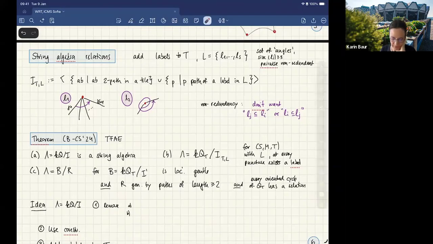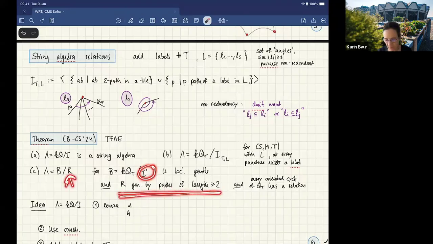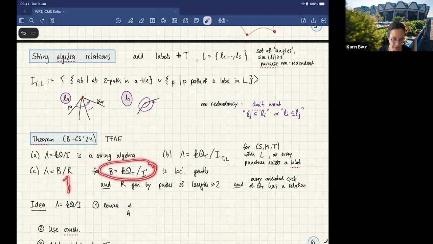Okay, well, that sounds a bit complicated. So we can write lambda as a quotient of a locally gentle algebra. That means these relations here are generated by paths of length 2. But there might be some paths of larger length. So R is only required to consist of paths of length at least 2. Now, if this is infinite dimensional, we need to make it finite dimensional. That's the last condition.